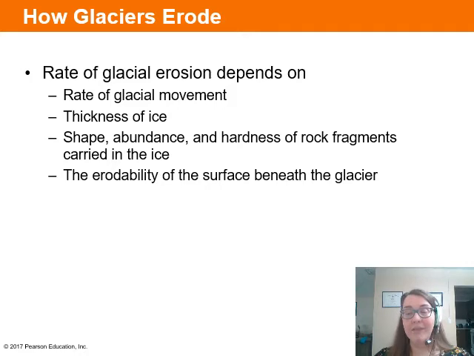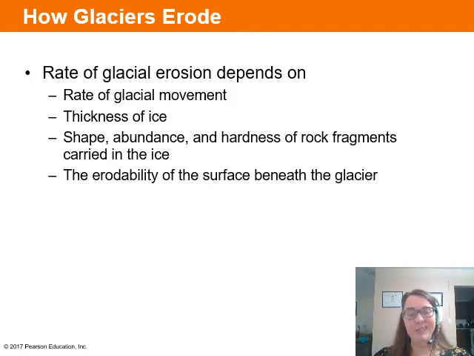But since we have these solid rock fragments that are stuck inside of our glaciers, we want to think about the shape of these rocks. If they're totally round like a ball, they're going to cause erosion of the rocks beneath a little bit. But if they're very jagged in shape, they're going to be able to dig down and leave scratches in the surface, therefore increasing the amount of erosion.